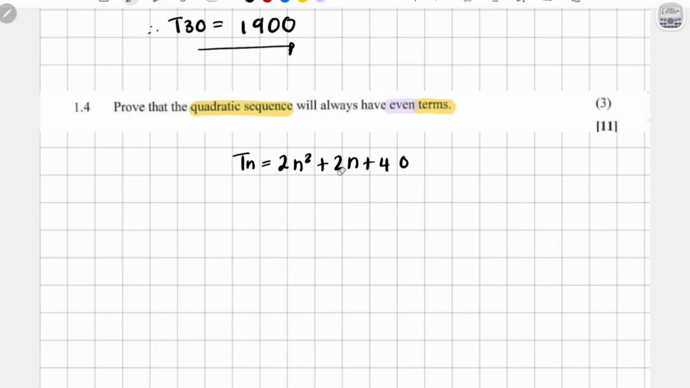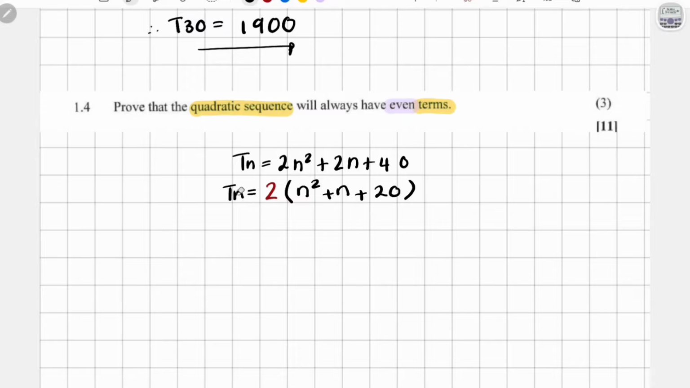So look at this. Look at the first, second, and third term. Do you notice that they all have a factor of 2? The highest common factor is 2. So that's what we're going to do. I'll take out 2 as a common factor, open the bracket, and then what is left? 2n squared divided by 2, you're left with n squared. And then positive 2n divided by 2, you're left with positive n. And then positive 40 divided by 2, you're left with positive 20. And like this, I'm showing that there is a factor of 2 in this expression. So definitely it is even.